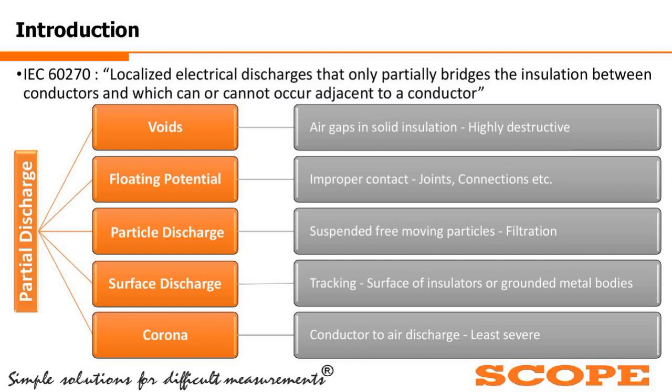Then comes the floating potential. It is generally happening due to improper contact. Generally, it happens in the joints or connections, terminations, etc. Those are very frequent, but not that severe until and unless the joint is totally loose or something like that. Then comes the particle discharge.